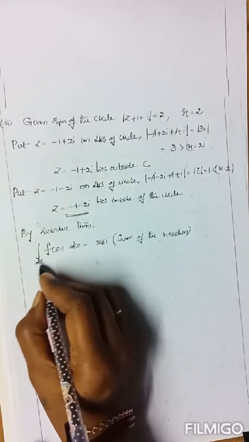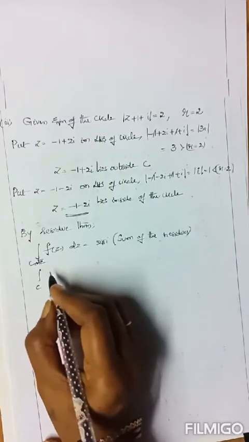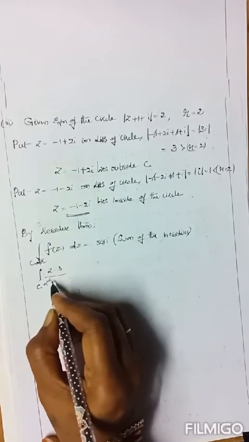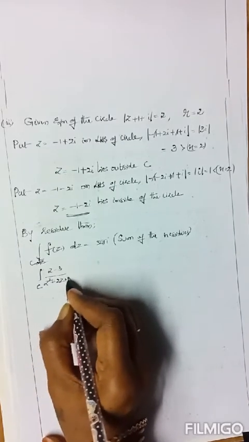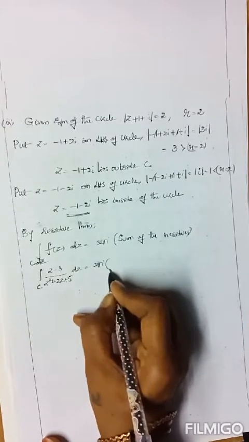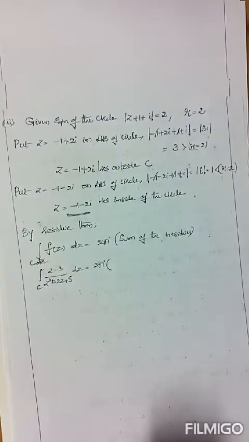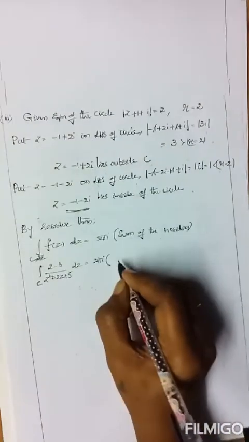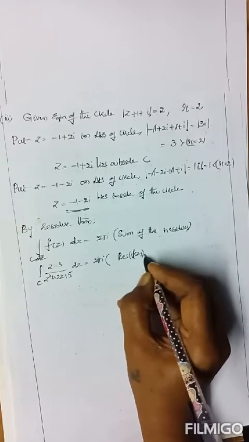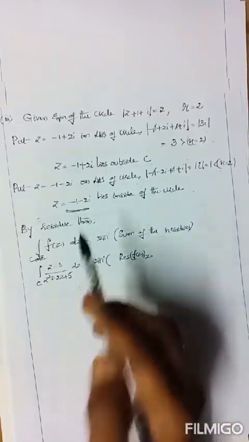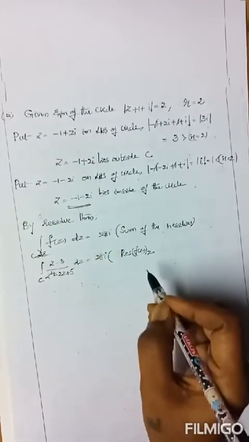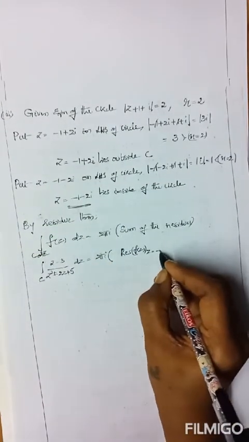But only one residue is there. Integral over C, sorry, this is C, f of z is (z minus 3) by (z square plus 2z plus 5) dz equals 2 pi i times the residue related to the inside of the circle only. Residue of f of z: out of two poles, only this one lies inside of the circle, so the corresponding residue has to be considered.